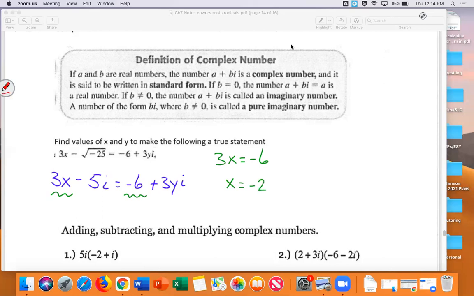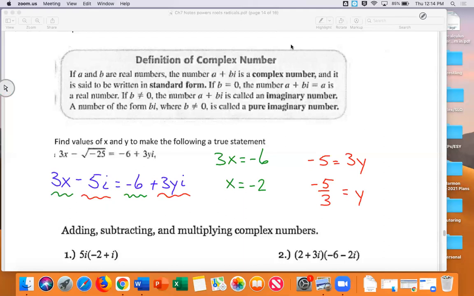And now we have the imaginary part, Julia. So when I'm doing this, a little trick is I don't really need the i, because I already know it's the imaginary part. So I just have -5 equals 3y. Julia, what would y be? -5 thirds.